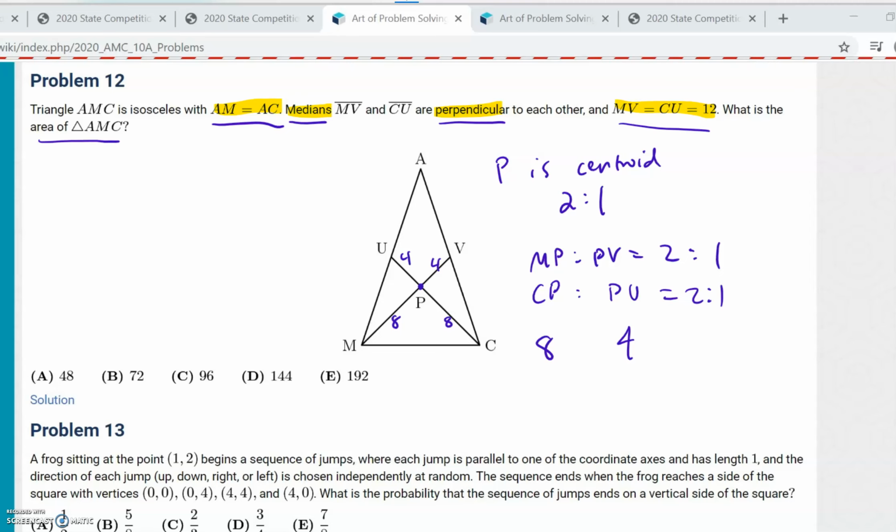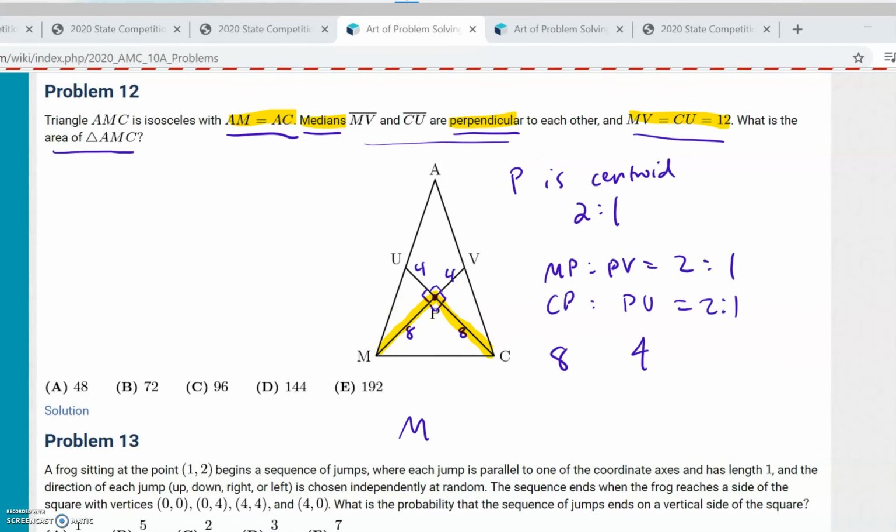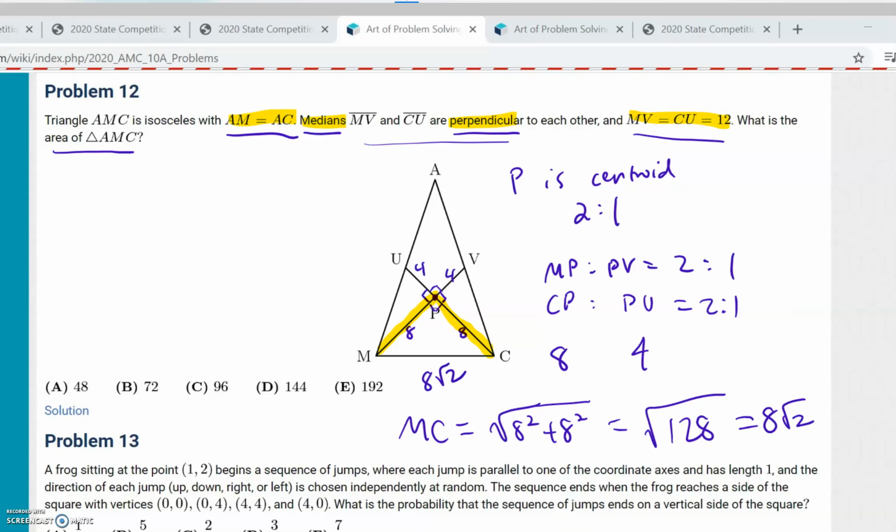Next, let's use this piece of information that the medians are perpendicular to each other. Alright, so we have a right angle here, right angle here, right angle here, and right angle here. So we can use the Pythagorean Theorem now on some triangles here. We can use it on triangle MPC. We have this leg which is length 8, and we have this leg which is length 8. And that means we can find the length of the hypotenuse, which is going to be MC. MC equals the square root of 8 squared plus 8 squared by the Pythagorean Theorem. And this is equal to the square root of 128, which is equal to 8 root 2. Alright, so we know that MC is equal to 8 root 2.